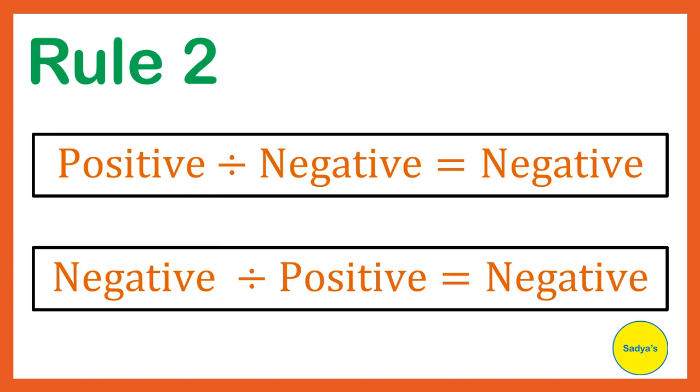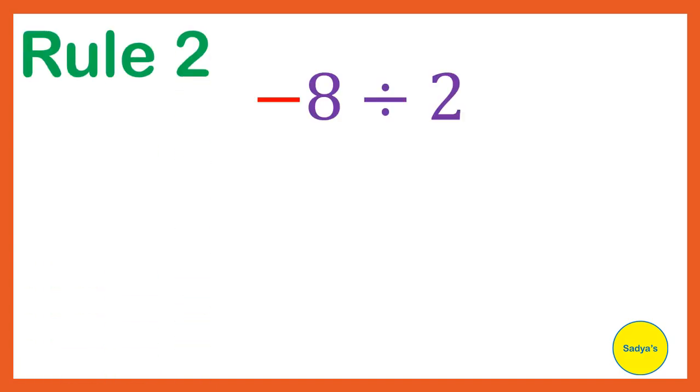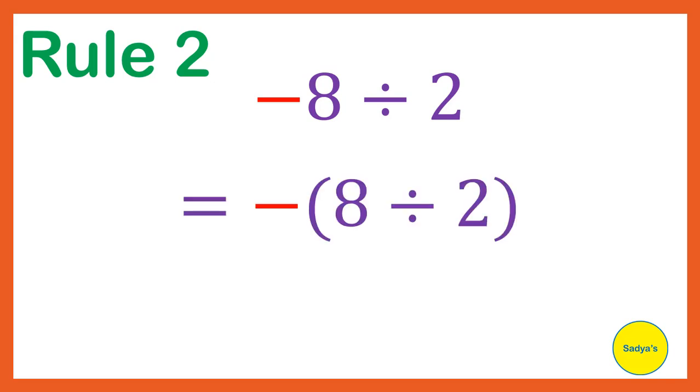Let's see some examples. Negative 8 divided by 2. Here 8 is a negative number and 2 is a positive number. So it means the answer should be a negative number. So we can write it as negative 8 divided by 2, and we know that 8 divided by 2 is 4. So the answer is negative 4.